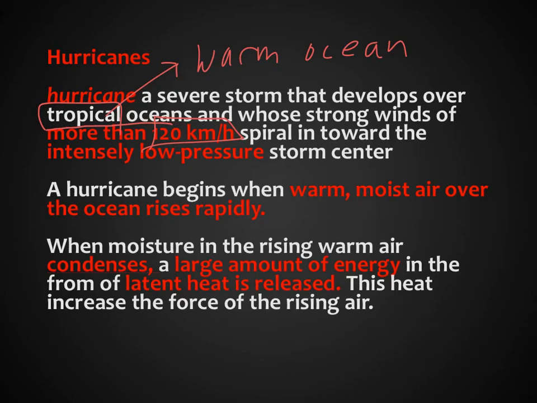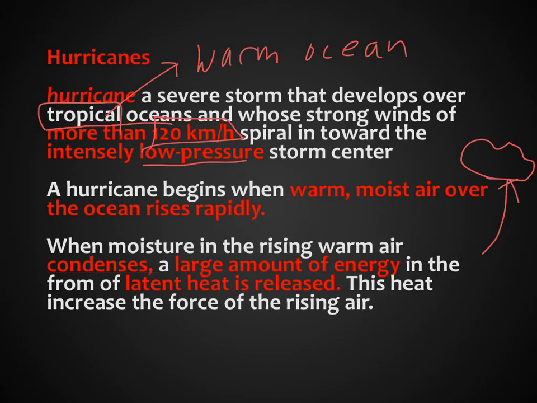And again, we see air going toward the low pressure. And that's what the center of the storm is. It's an area of low pressure. A hurricane begins when warm, moist air over the oceans rises rapidly. Remember, when air rises up, that's when we get cloud formation. So when a lot of that air goes up, we get a lot of clouds. When the moisture in the rising warm air condenses, a large amount of energy in the form of latent heat is released. The heat increases the force of the rising air.